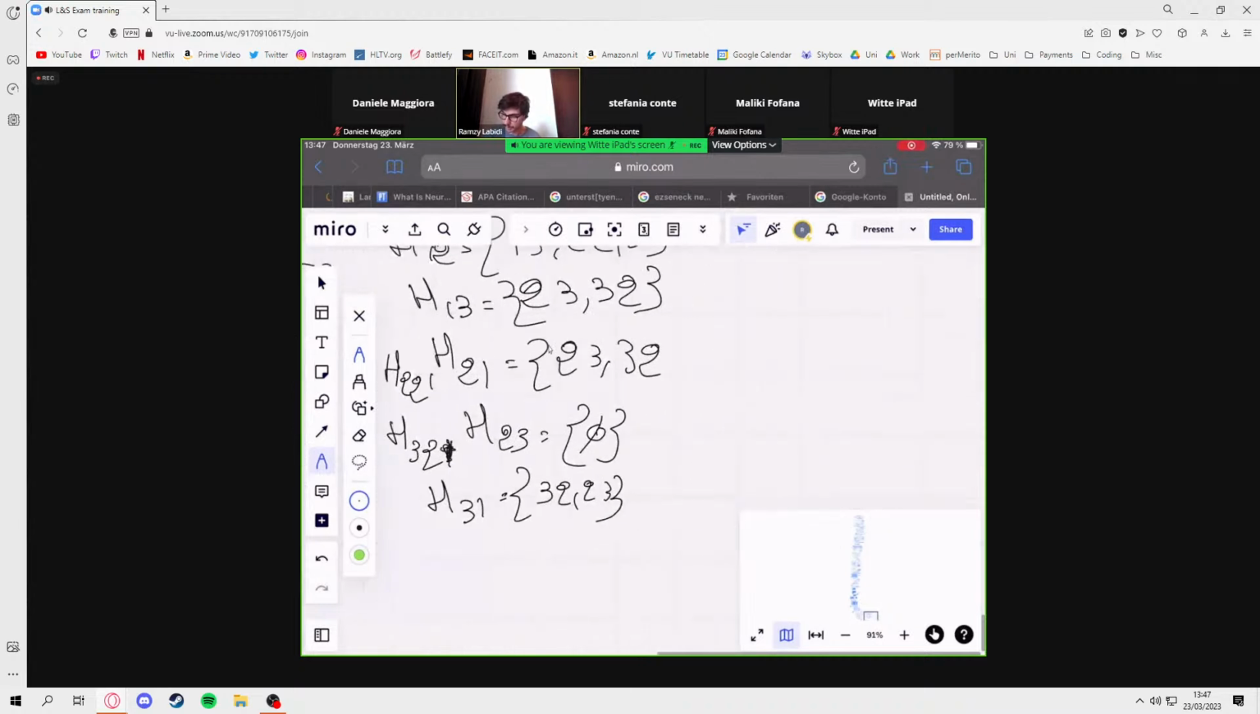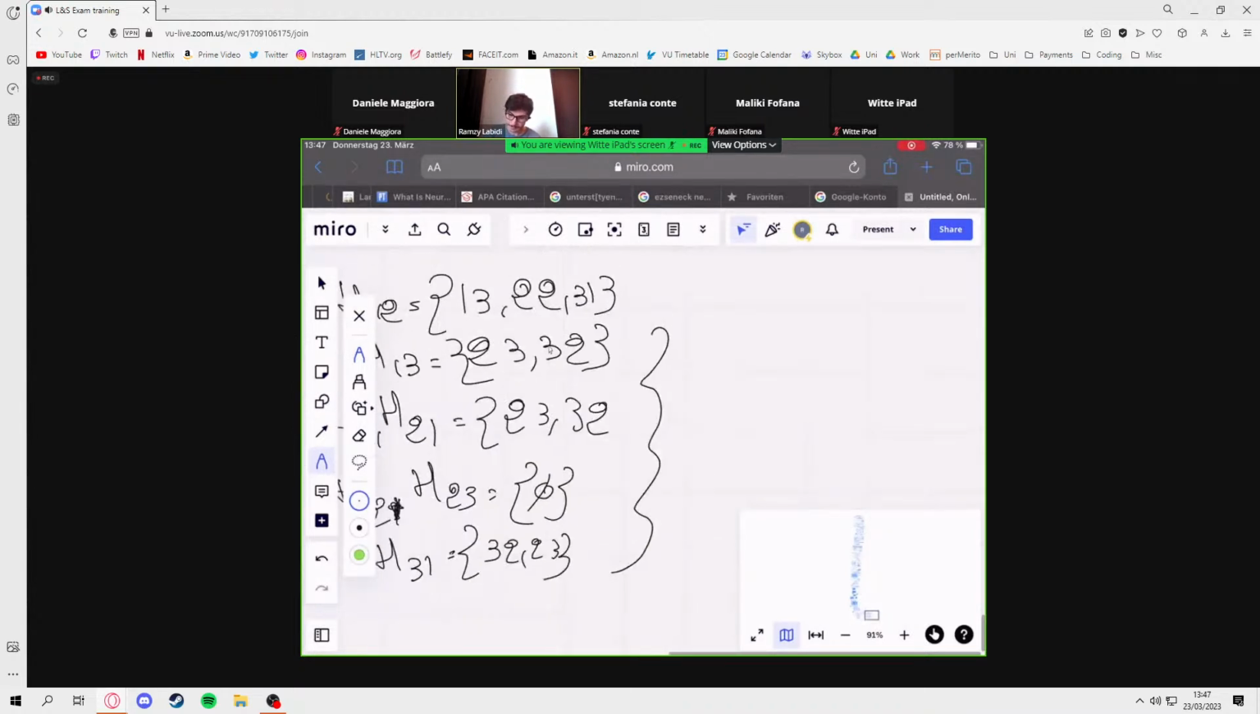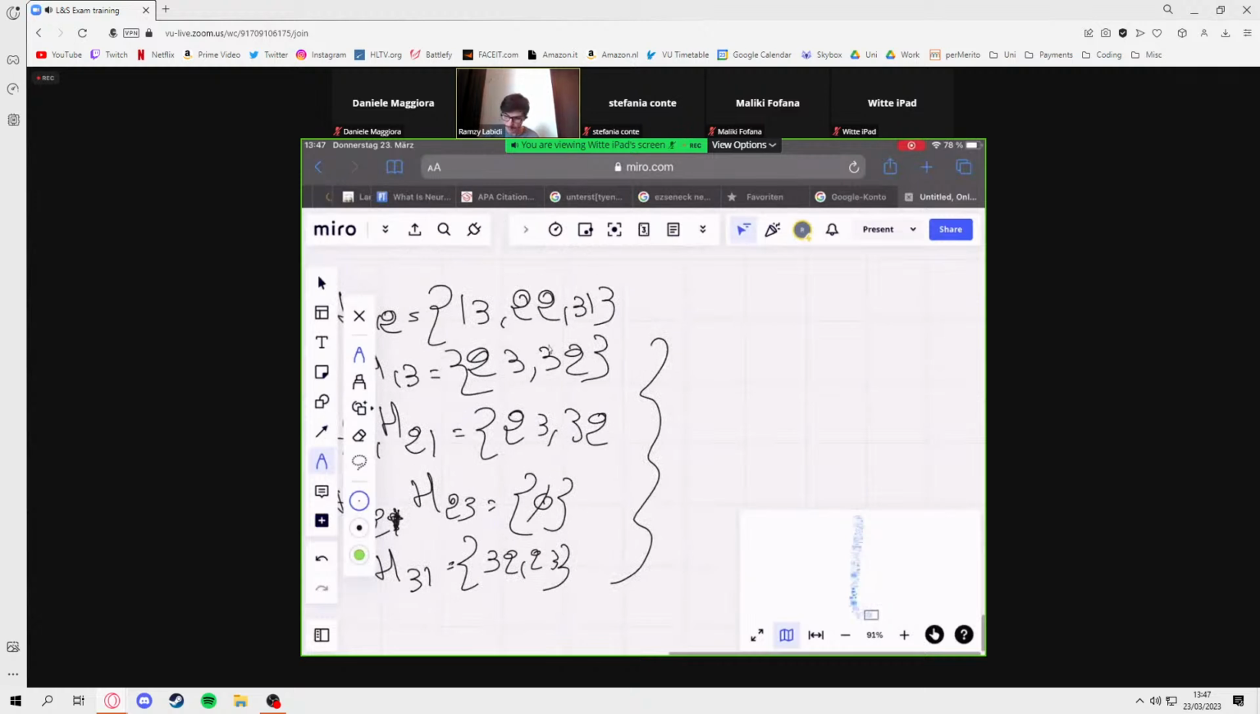Therefore, you can look at all of these states and basically construct a diagram from here. For the diagram, I'll try to make it a bit clearer. 1, 3, 2, 3, 2, 2, 2, 3, 1, and 2, 1.